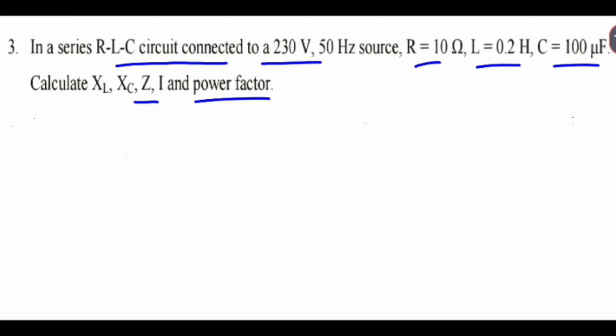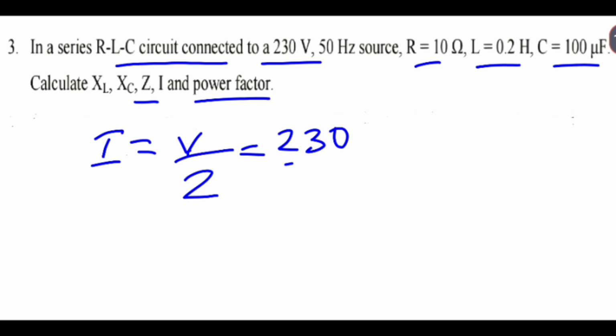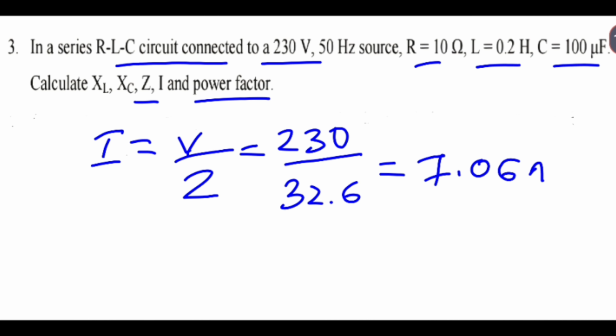Next is the current. I is equal to V by Z. V is given as 230, Z you have calculated, 32.6. So you will get 7.06 ampere.